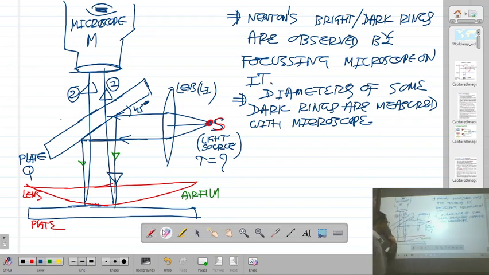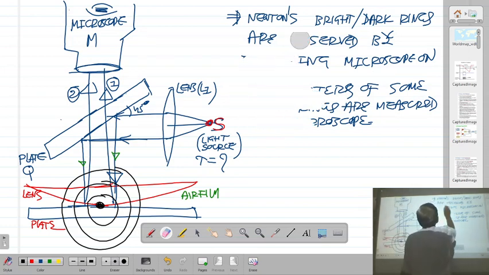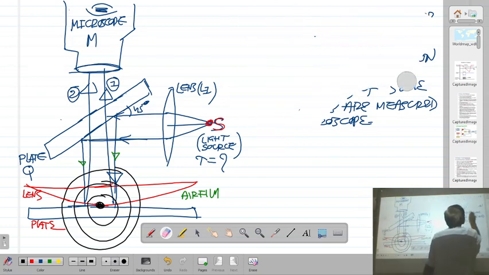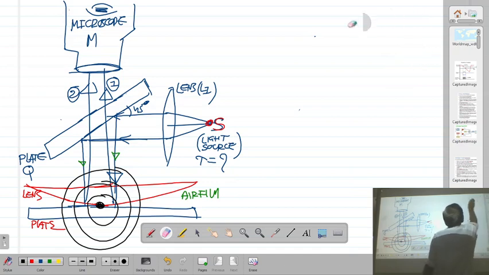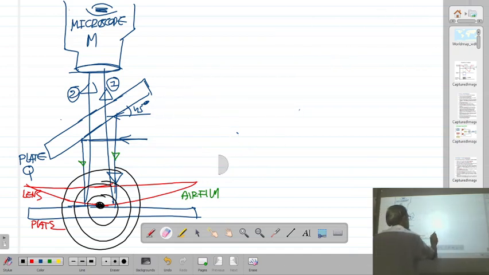Now we concentrate on the dark rings. We concentrate on the center. As you know, the center is always dark. Then we have the first dark ring, second dark ring, third dark ring. These dark rings we will observe around the contact point. So we consider dark rings. For a dark ring, what is the condition?